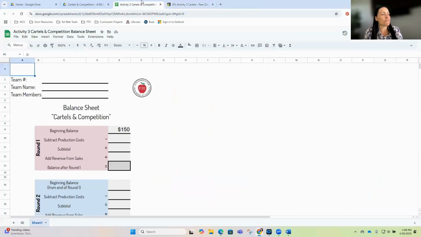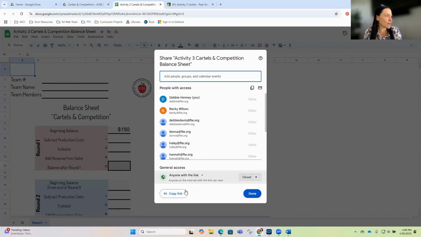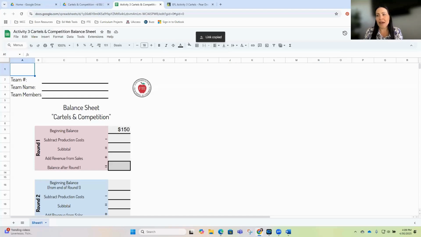I have new links for these because I put them in the drive that Debbie prepared for everybody. So let me just copy the link really quick. Anyone with the link? I'm going to put that in the chat for you.